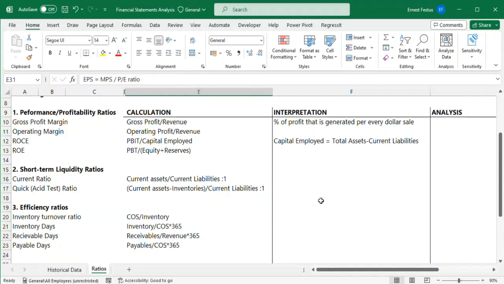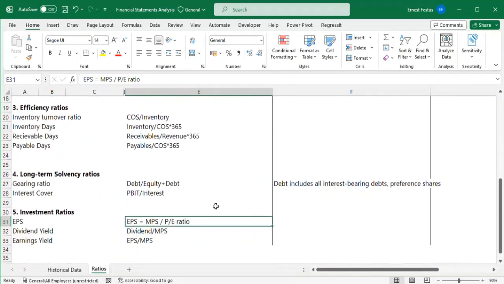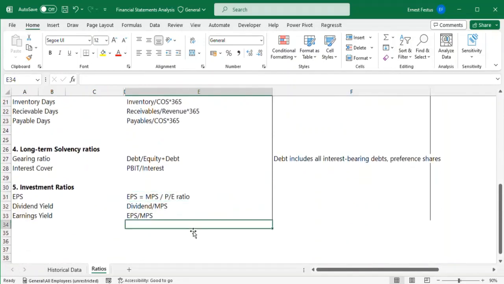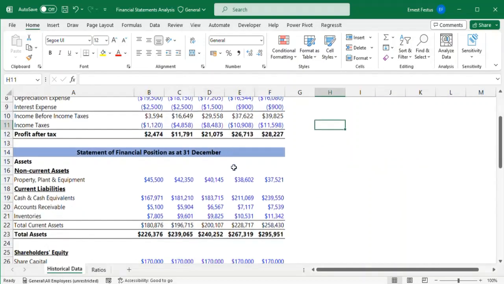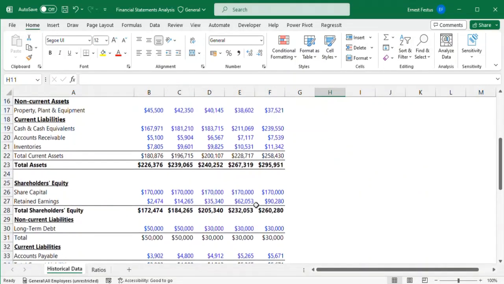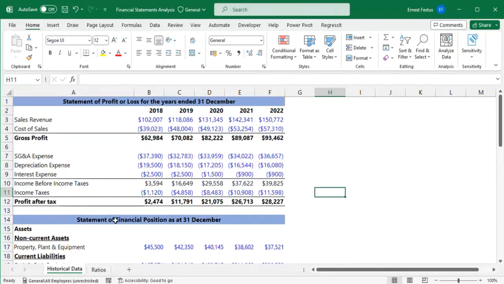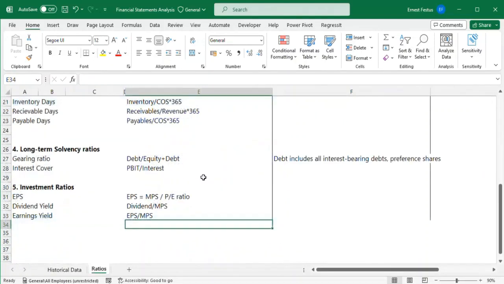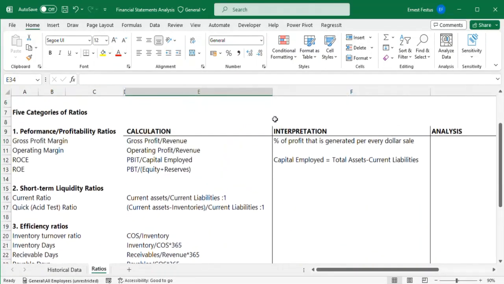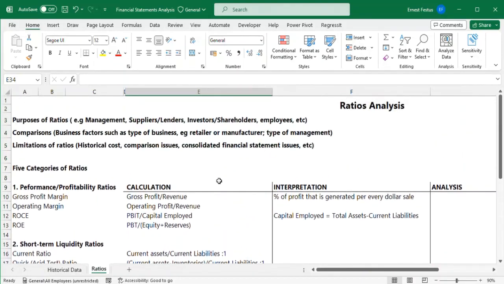So that is it for this video. In our next video, we are coming to look at a financial statement. I actually have the financial statements here. So we are going to use these financial statements to calculate these ratios, and then we'll see how we can interpret it.